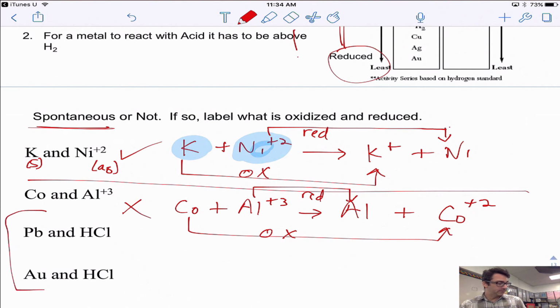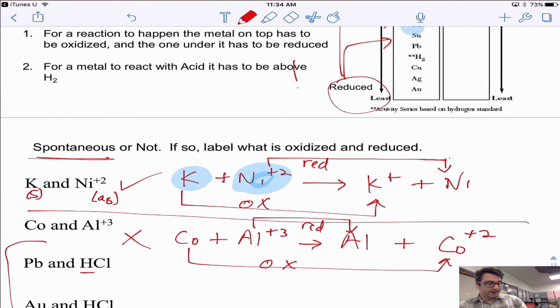Try the next two. Go through and do them. They have HCl here. You might be wondering what's that about. You're going to compare that to H2. That's going to be a reaction with an acid. So give that a try and see if the metal is above or below that and what happens.